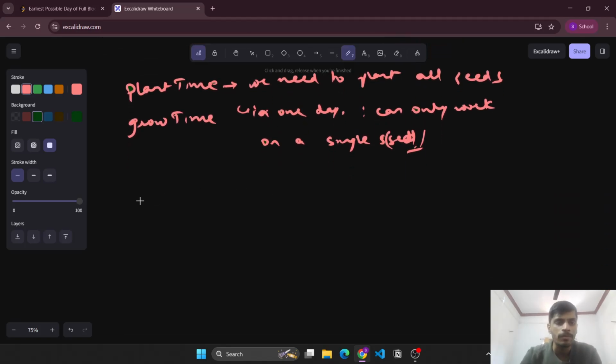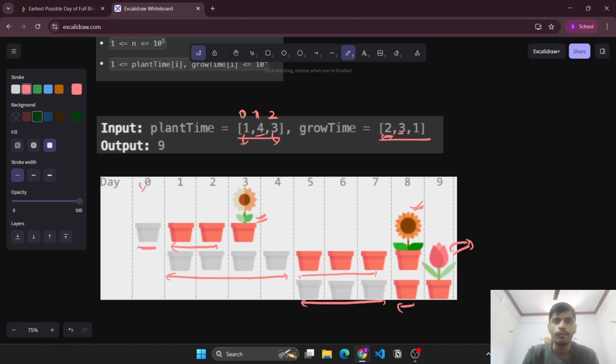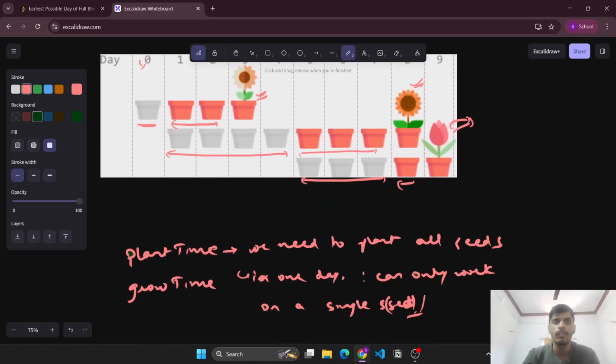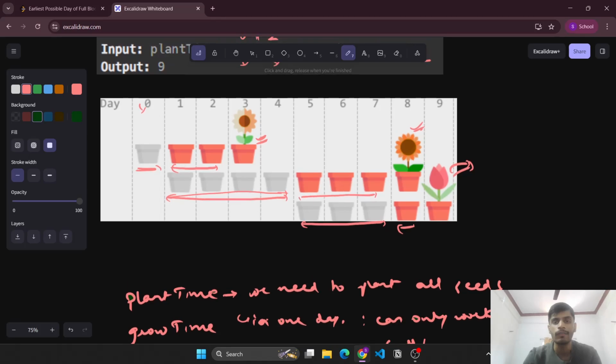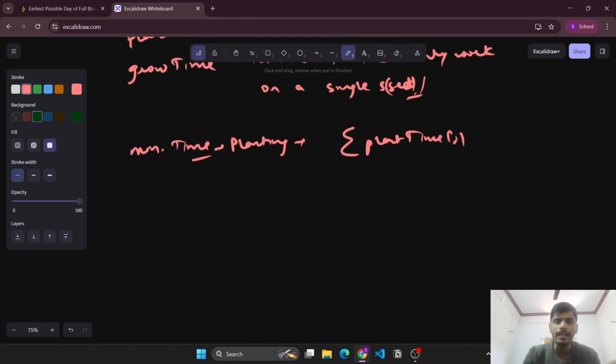So the minimum time that we'll need for planting, what will it be? It will be simply the summation of plant time of i, right? Because we need to plant each seed on different days, and if we want to plant in the optimal fashion, on the 0th day we plant this, then for 4 days we plant this seed, and then for 3 days we plant this seed. So it will be simply 1 plus 4 plus 3, which is 8, so total 8 days. I hope this thing is clear.